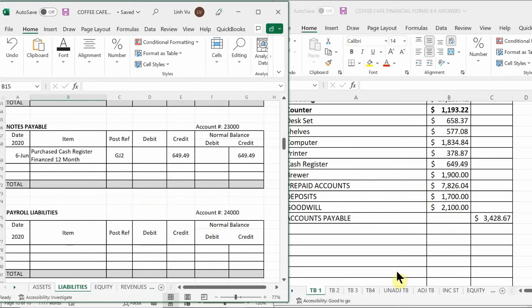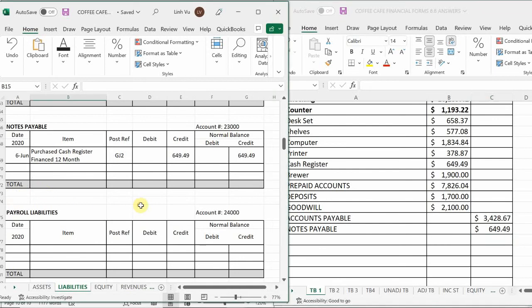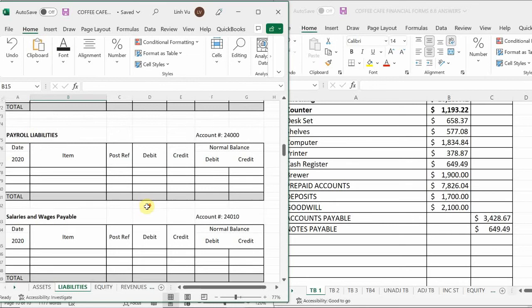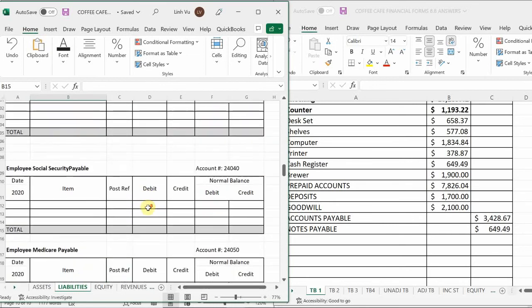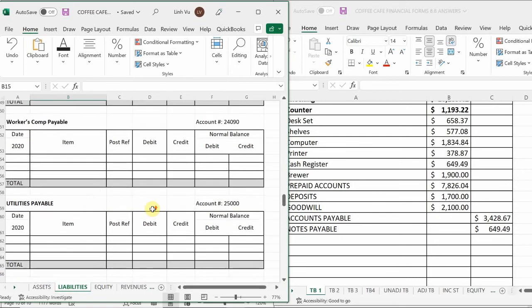All right. Next one is notes payable. We took out a notes payable to buy our refrigerator by financing it. How much do I owe? $649.49. Okay. So I'll go ahead and let you know now that is all for your liabilities, because in this case, the next section is payroll. We haven't even gotten our first employee yet. So in this case, no payroll liabilities necessary, okay?